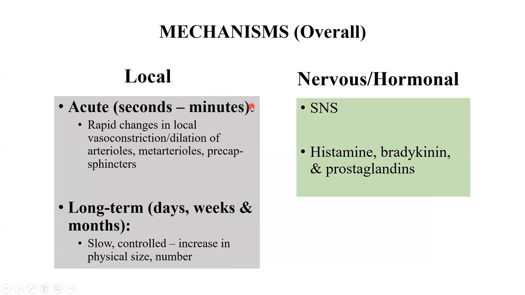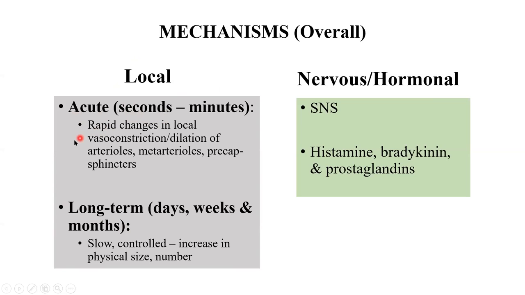So an overall view of the mechanisms, timeline wise and process wise, this is a good slide to give you a map of what will happen in the rest of the lecture. Local factors which control blood flow can be divided into two, I beg your pardon, acute and long term. By acute here, we mean seconds to minutes.